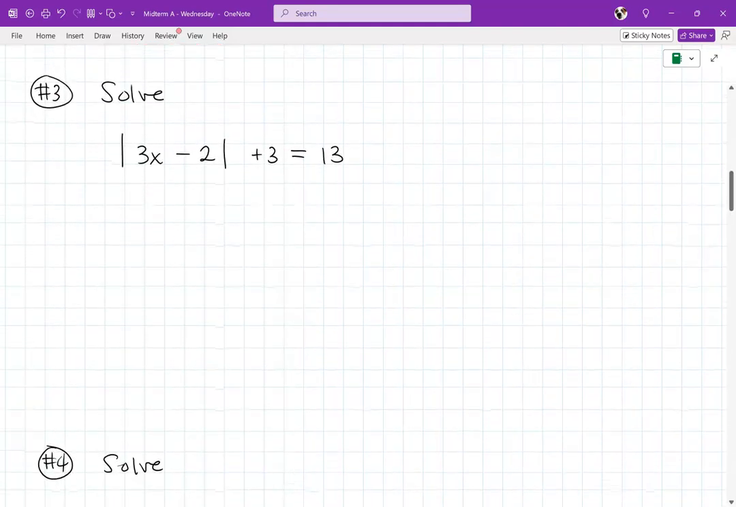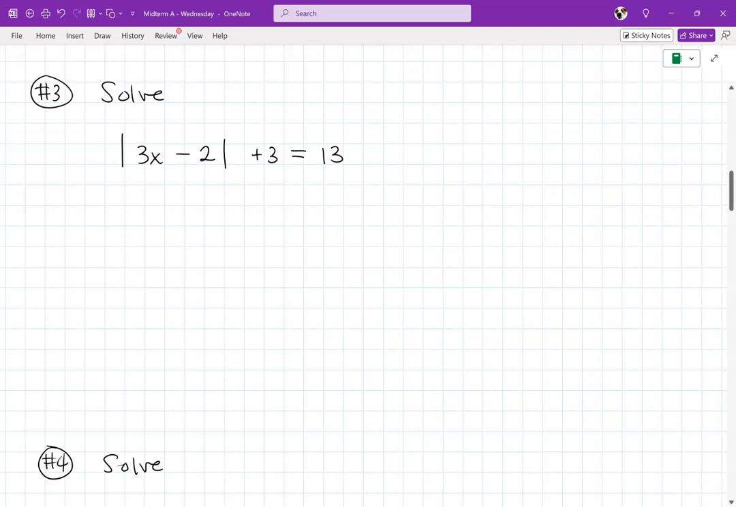Okay. So number 3, we're solving an absolute value. Now remember, with absolute values, the rule is once you get the absolute value by itself, you have to break it up into 2 different equations. One of them will look kind of normal. The other one will be normal, but with the number at the end changing sign. So let me kind of get us to that point right now. So let's get that plus 3. Let's move it out of the way. So we're going to move it this way. I get absolute value of 3x minus 2 is equal to 10.